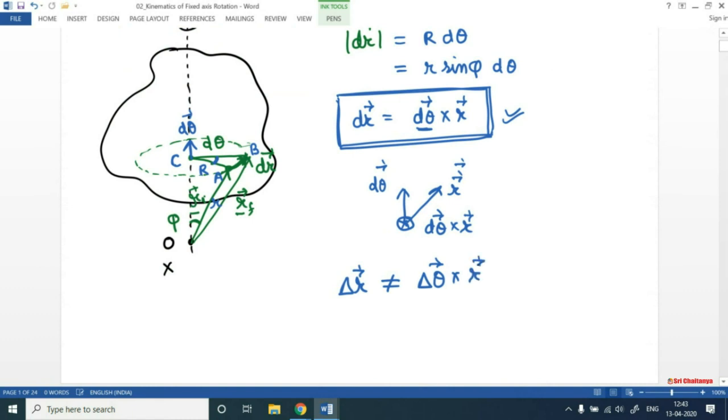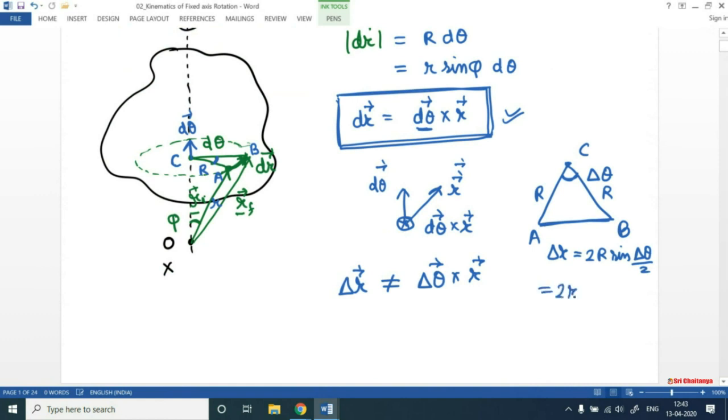We must realize, because in this triangle ABC, let's redraw this triangle over here. This is A, this is B, and this is C over here. And let's say this time this is finite, delta theta, and this is r over here, and this is r as well. So in this case, delta r, which is this length AB over here, will be simply 2r sine delta theta by 2, or you can say capital R can also be written as 2r sine phi into sine delta theta by 2. So clearly we can see, unless delta theta is very very small or tending to 0, we cannot have a relationship like this. So delta r is definitely not equal to delta theta cross r. So that is one of the things.